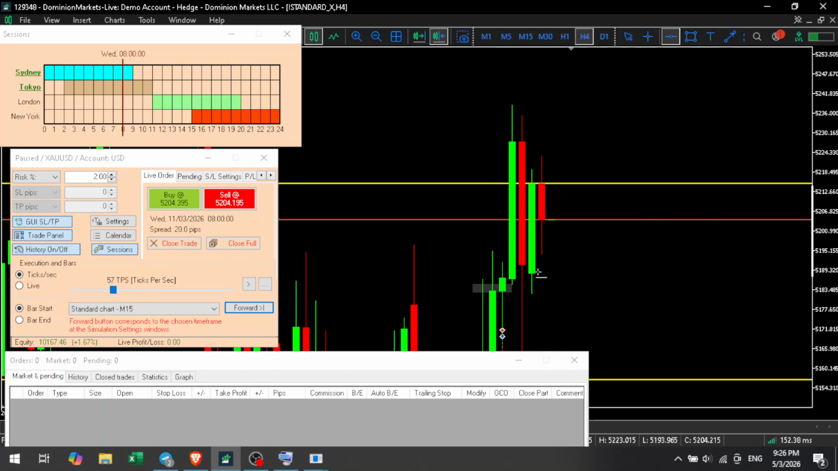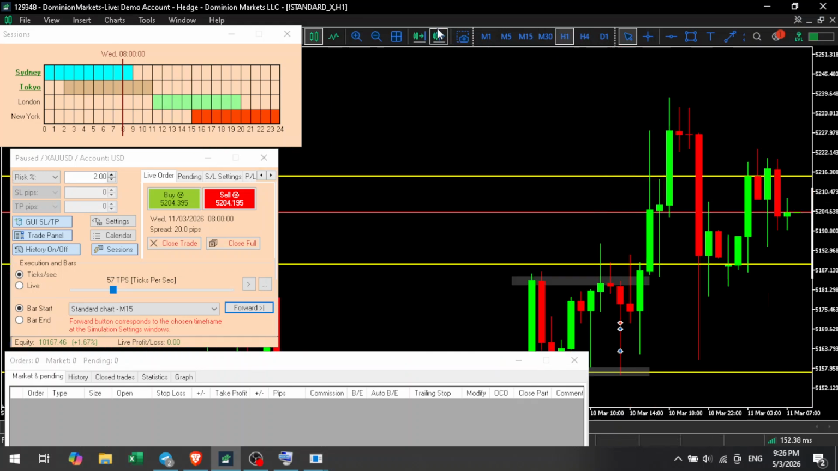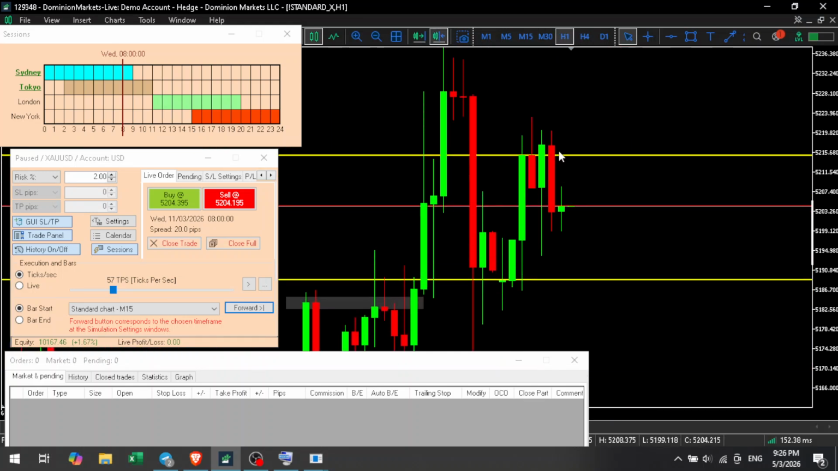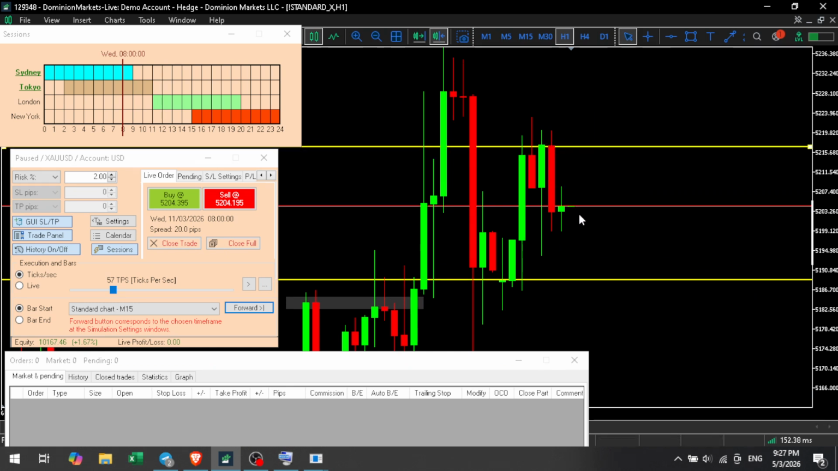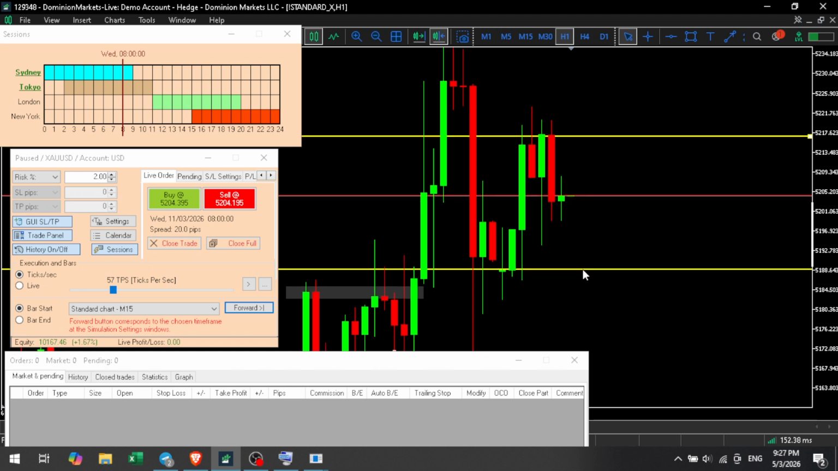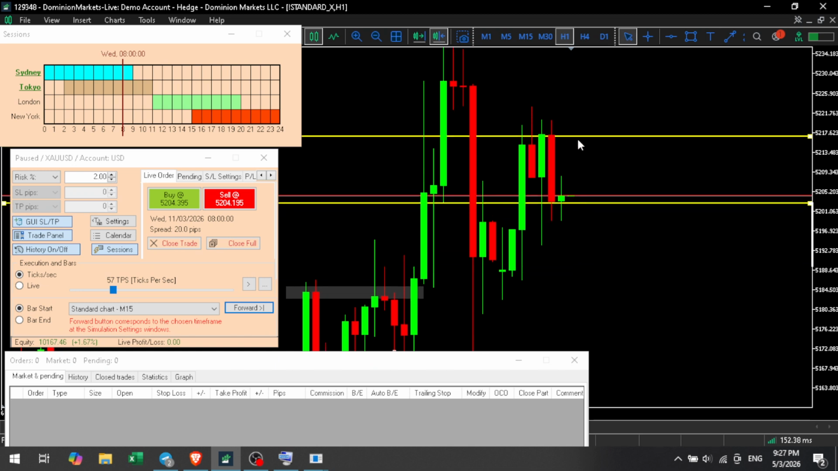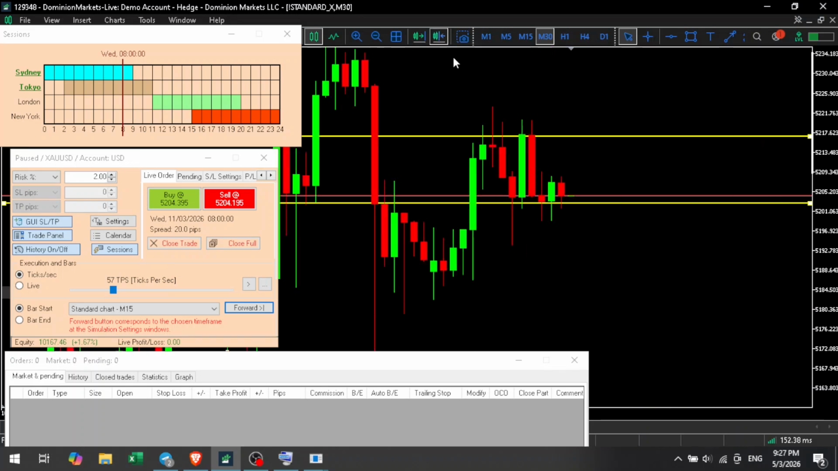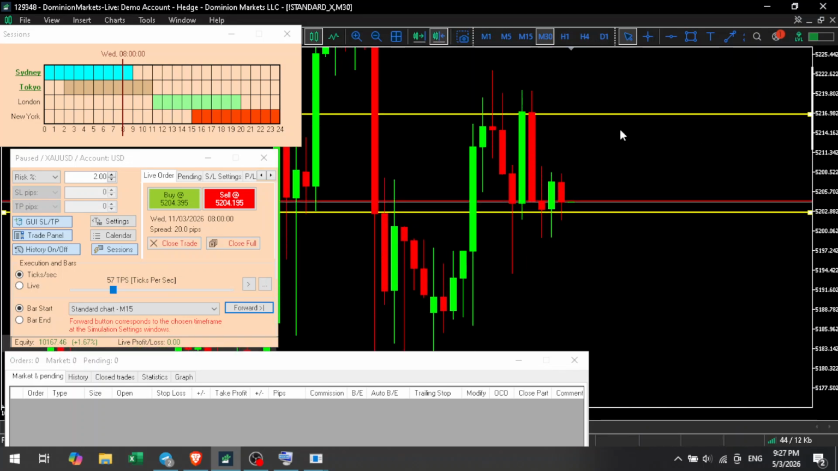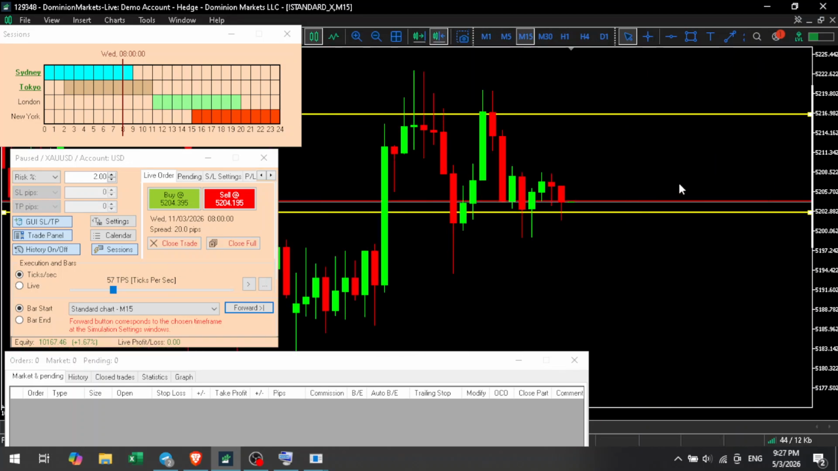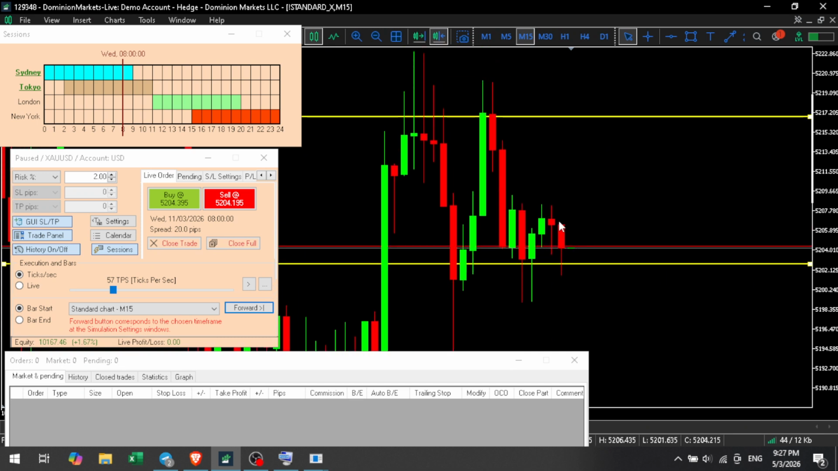Resistance, support on the 4 hour. Let's go to the 1 hour. We can refine that by getting our resistance here. Our support would be here. On the 30 minute, same thing. On the 15 minute, we have some more information with the resistance at this area.